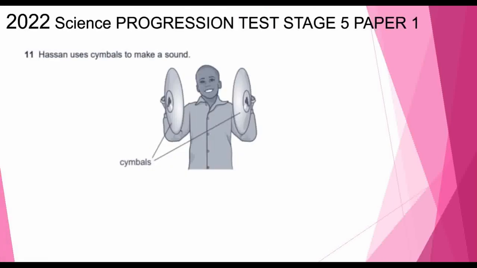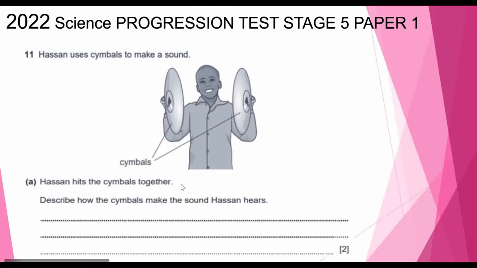Question 11. Hassan uses symbols to make a sound. Question A. Hassan hits the symbols together to make the sound Hassan hears. Describe how the symbols make the sound Hassan hears.